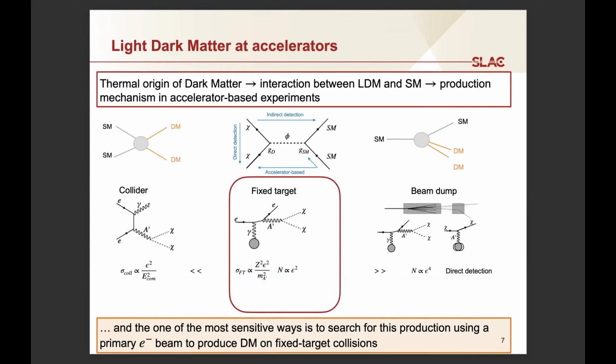It's important to look for that because, working in the paradigm of thermal origin of dark matter, this means that there must exist an interaction between light dark matter and the standard model, and so it must be possible to reproduce it in some way in accelerator-based experiments. If you take the diagram I showed you before and rotate it, then it's possible from standard model particles to produce dark matter. One of the most sensitive ways to search for this production is using a primary electron beam on target, in order to produce dark matter in fixed-target collisions, as highlighted in the slide.